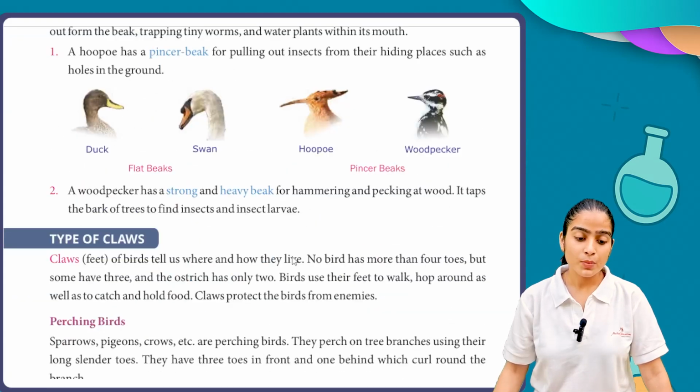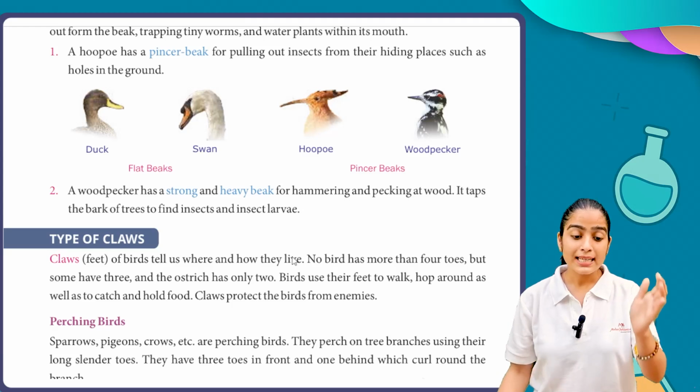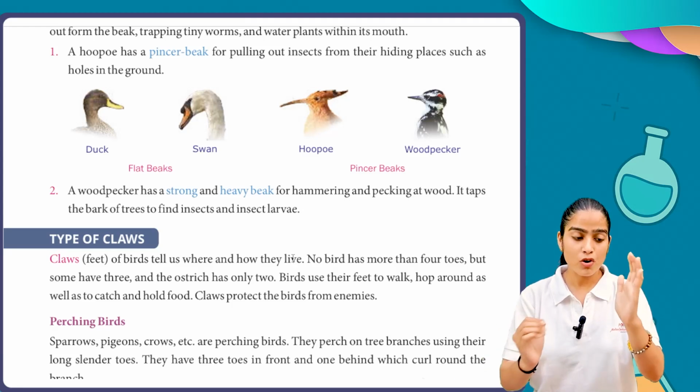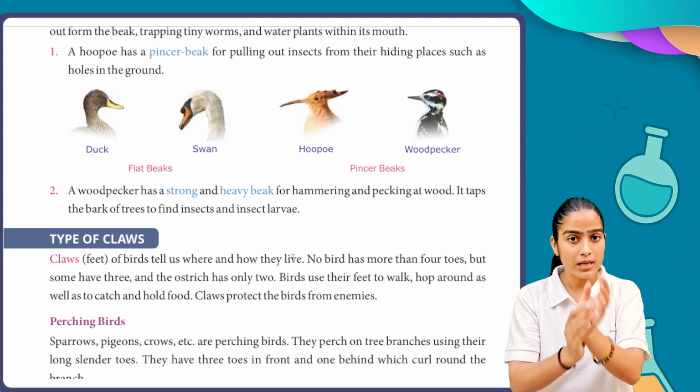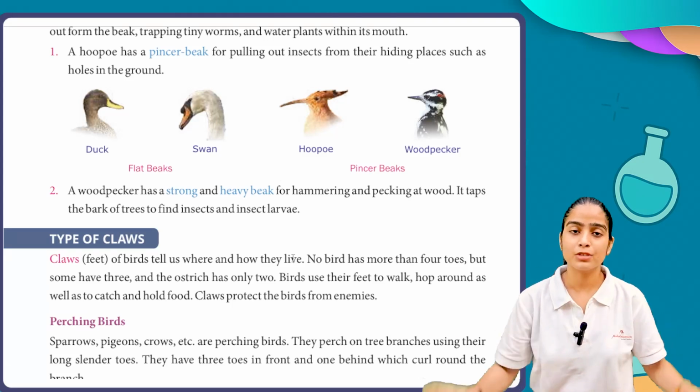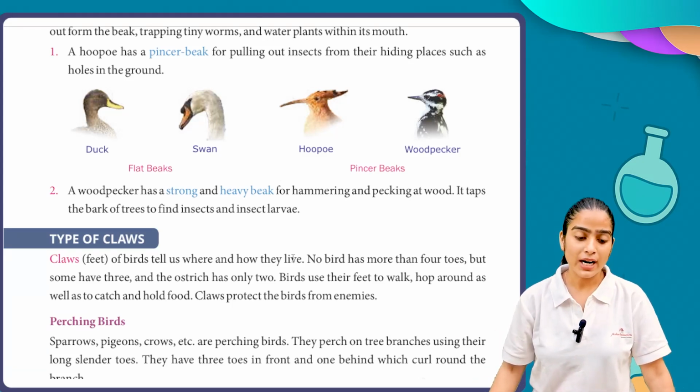Next, we have the woodpecker. It has a strong, heavy beak for hammering and pecking at wood. It taps the bark of trees to find insects and insect larvae. So they generally have a tapping action, heavy and strong. They just tap, tap, tap, tap, tap. With that they find insects and larvae of the insects, and generally they find their food.